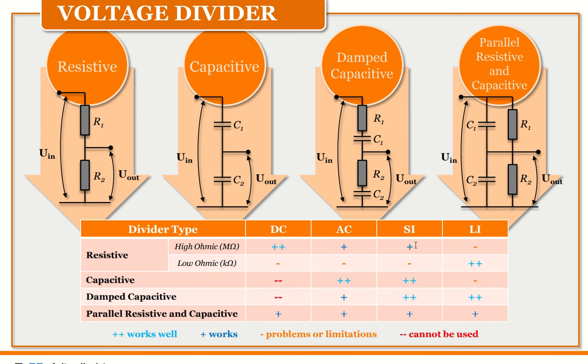For the lightning impulse there are some problems and limitations. And the dampened capacitive can be used for the DC. So it goes to the capacitive. The capacitive type cannot be used for DC, but the parallel resistor and capacitive can work for all applications such as DC, AC, surge impulse, and the lightning impulse.